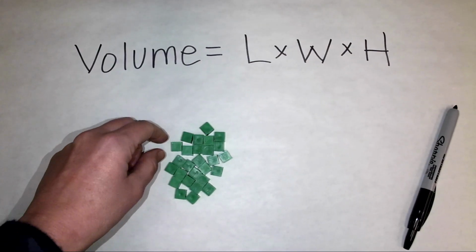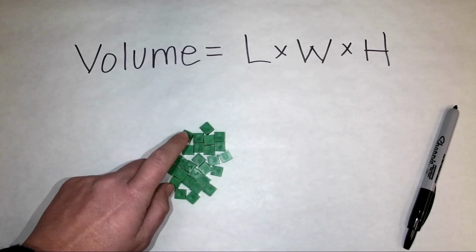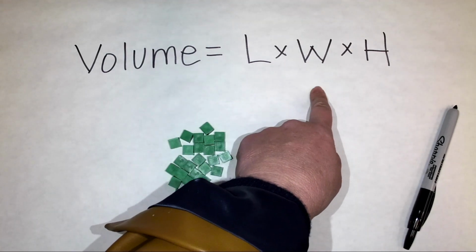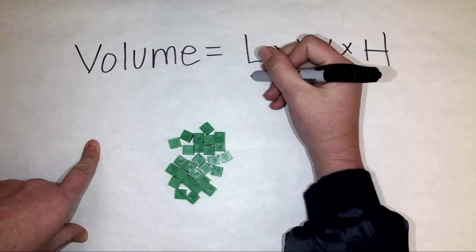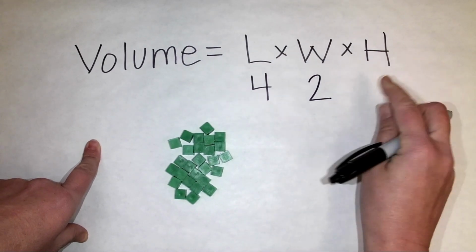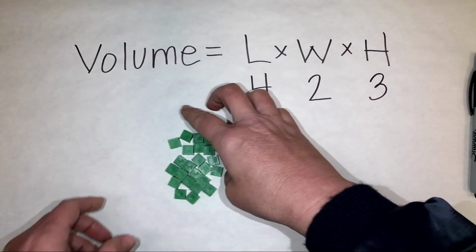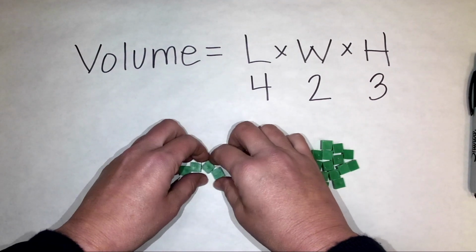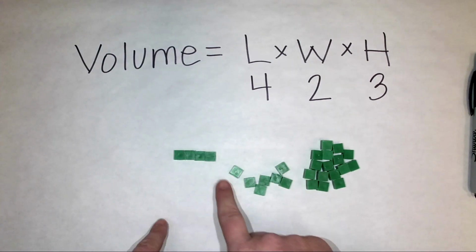I'm going to use these unit cubes to construct a three-dimensional figure that has length and width and height. I'm going to imagine that my figure has a length of 4, a width of 2, and then a height of 3. Let's go ahead and build that. So first I need a length of 4. All right, there are 4 unit cubes lined up just like that.